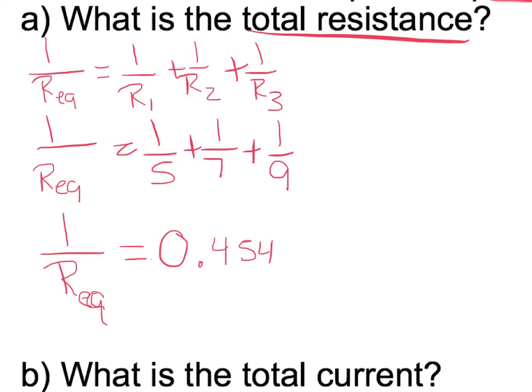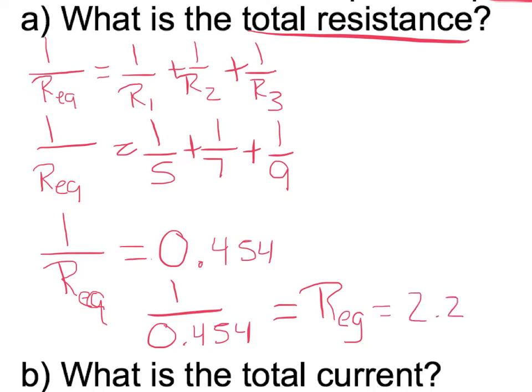So, if we rearrange this equation, we get 1 divided by 0.454 equals the equivalent resistance. When we divide this fraction, we get an answer of 2.2 ohms of resistance.